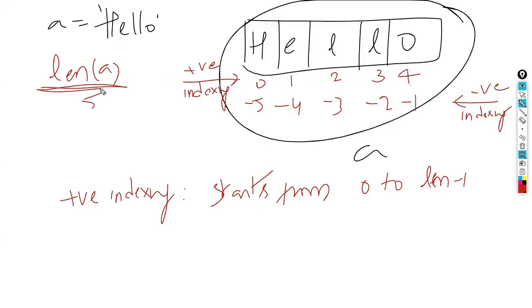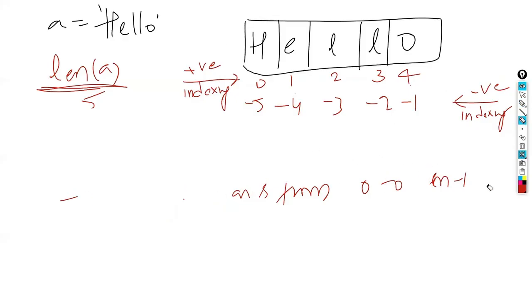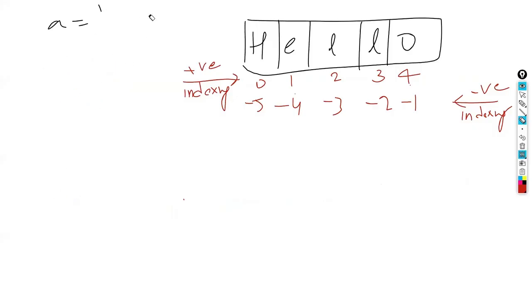Right? Now, here 0, 1, 2, 3, 4, -1, -2, -3, -4, -5. Like this we are going to have. Now, how to extract the single data? Indexing means extracting a single value, one character. If I want to extract multiple characters, then it is called slicing. Extracting multiple characters is called slicing. Extracting a single character is called indexing.